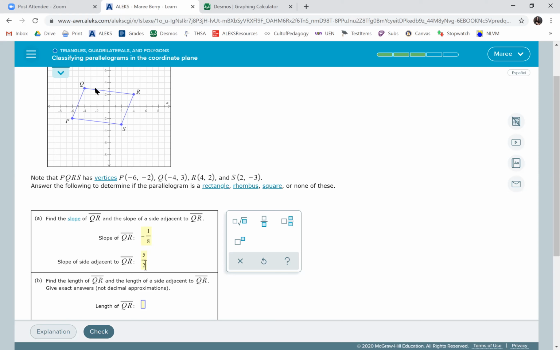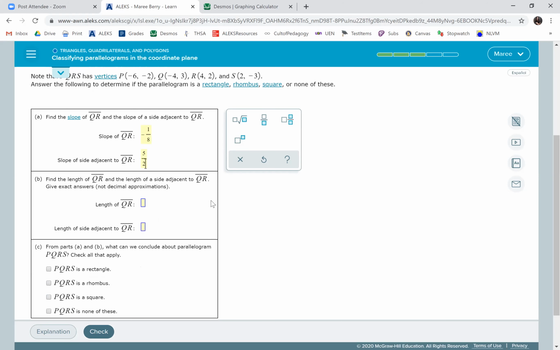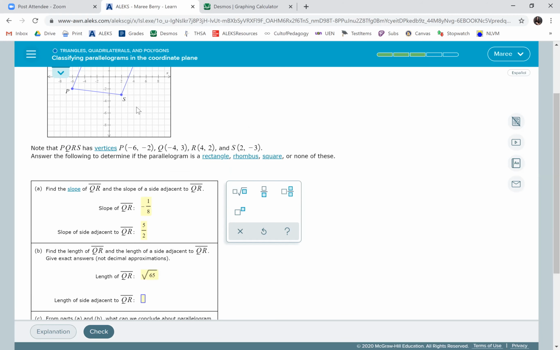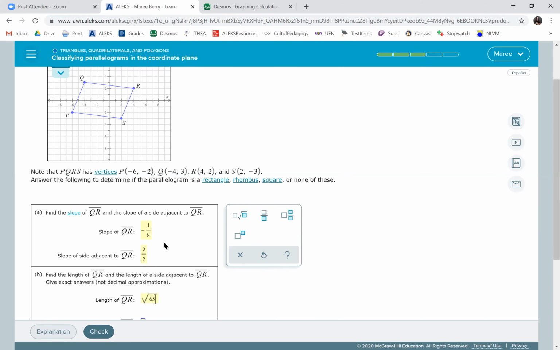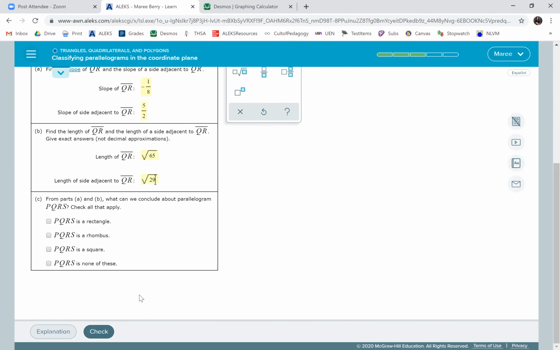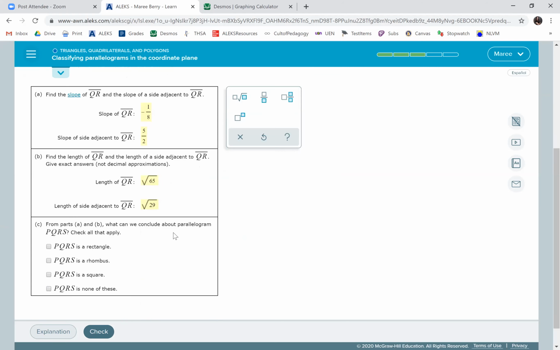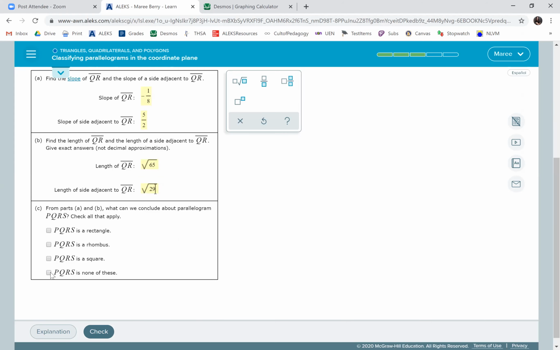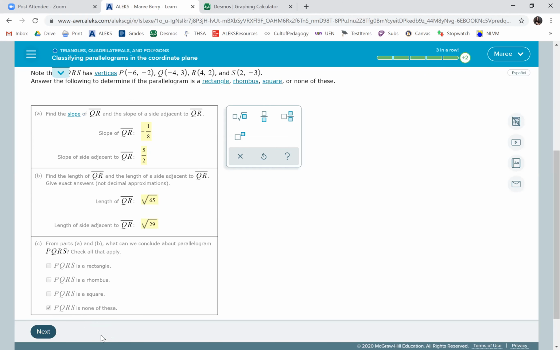The length of QR, so what was that? 1 squared plus 8 squared is 64 plus 1, square root of 65. So you square them both, add them together, and take the square root. Side length adjacent, so that was 5 and 2. So we square both of those. 25 and 4 added together is 29. Take the square root, 29. We don't have opposite reciprocals, so it's not a rectangle or square, and it's not a rhombus, since not all the sides are the same length. So it's none of those. That's kind of fun. Okay, that's the end of the lesson.